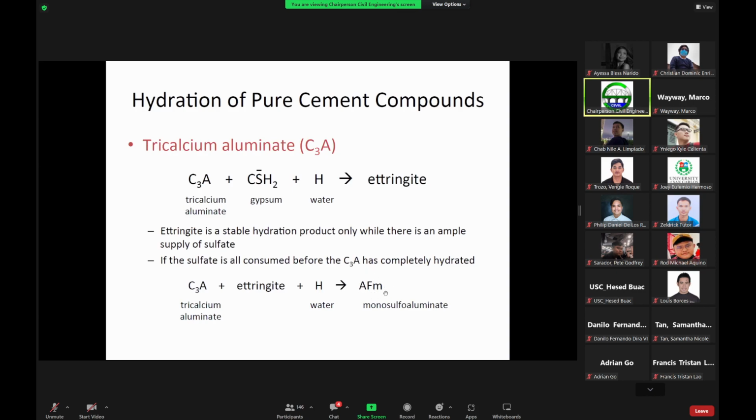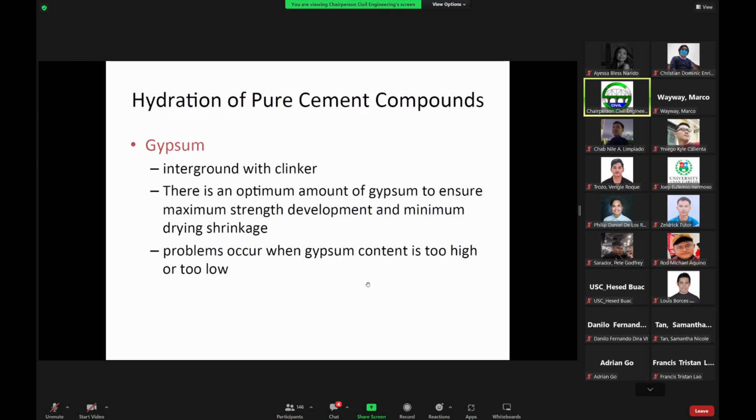So what happens if your monosulfoaluminate forms really early? You're going to delay the hydration of all the other compounds. You're going to delay the hydration of your C3S. So there's going to be a delay in the formation of your CSH, your calcium silicate hydrate, and a delay also in the formation of your calcium hydroxide. Now, what happens because of all these delays? It's gonna cause flash set in your concrete. So your concrete is going to harden really fast due to rapid formation of your calcium aluminate hydrates, the hydration products from your C3A.